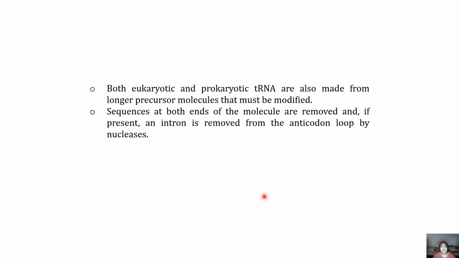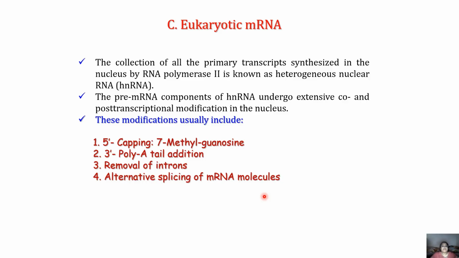Both eukaryotic and prokaryotic tRNAs are also made from longer precursor molecules that must be modified. Sequences at both ends of the molecule are removed, and if present, an intron is removed from the anticodon loop by nucleases. Now, what is eukaryotic mRNA?